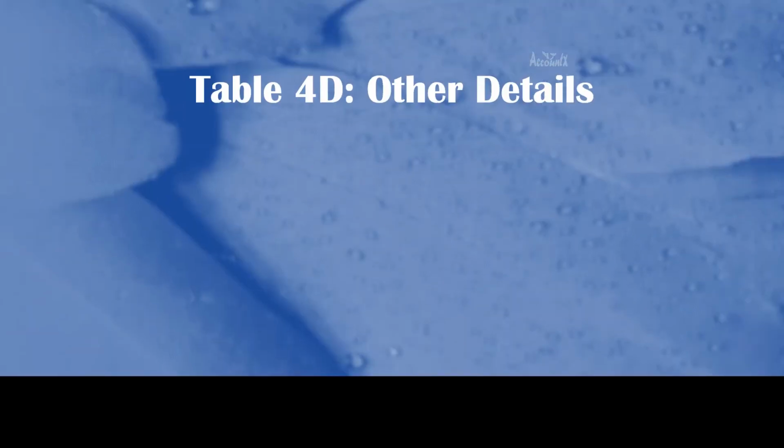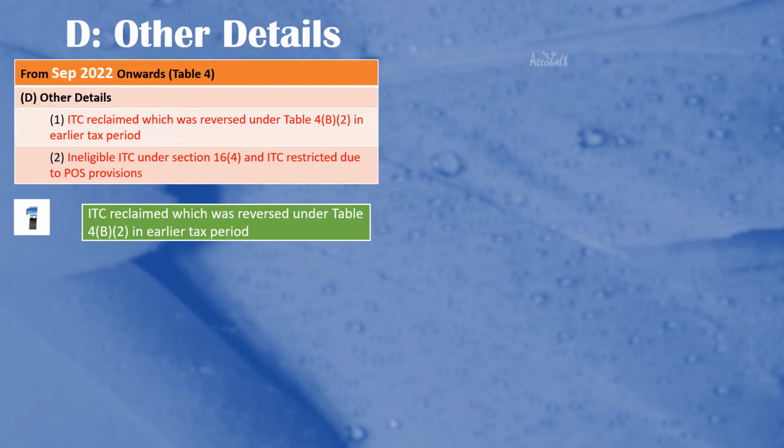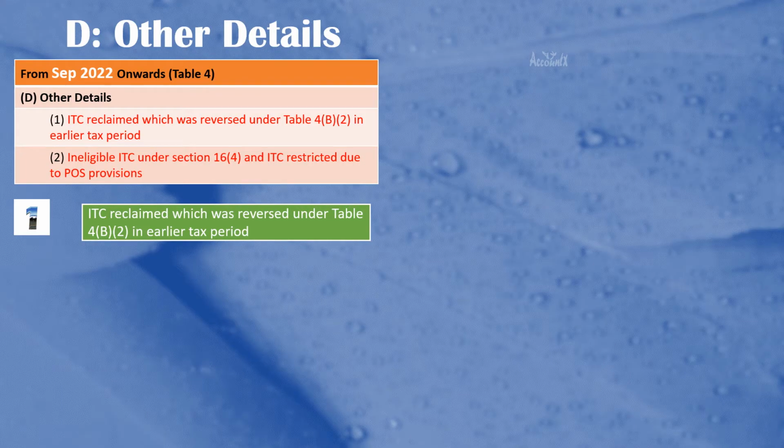Now let's move to part D, other details. Let's take up the first head, ITC reclaimed, which was reversed in table 4B2 in earlier tax period. So that means whatever input tax credit that you have reversed earlier under table 4B2, when you reclaim such ITC, you have to report such transaction in this particular head.